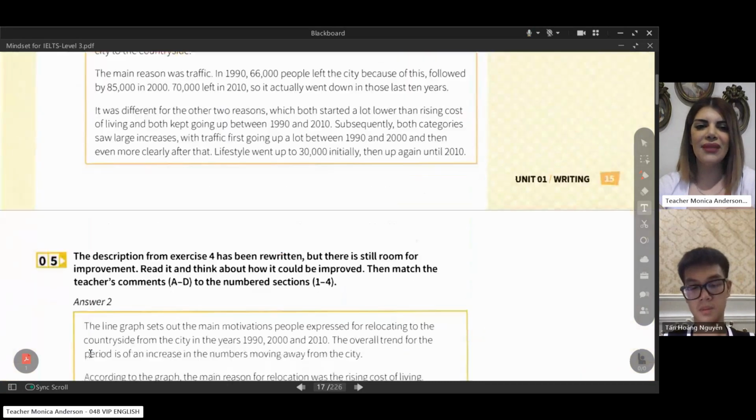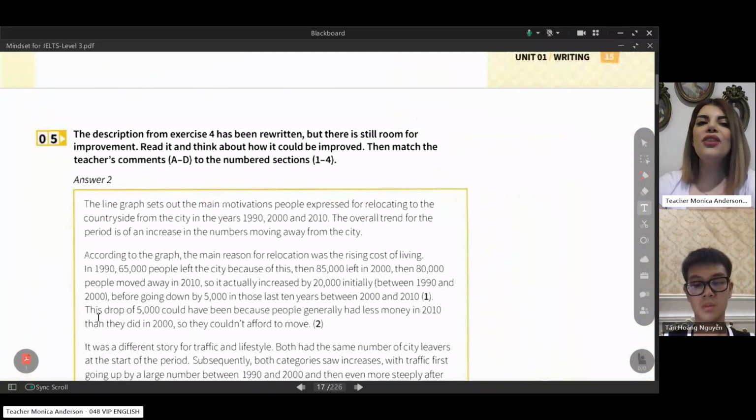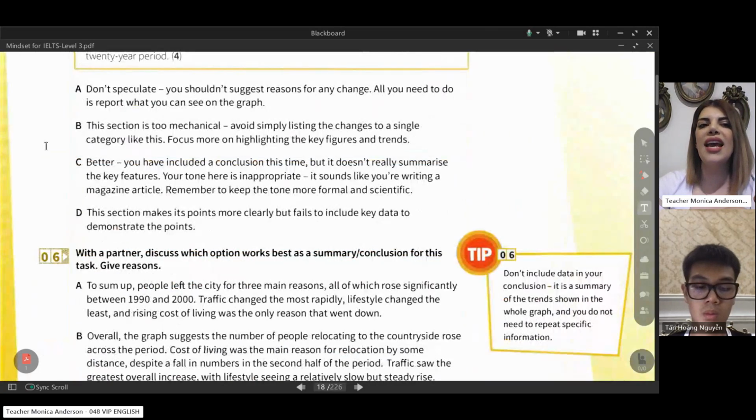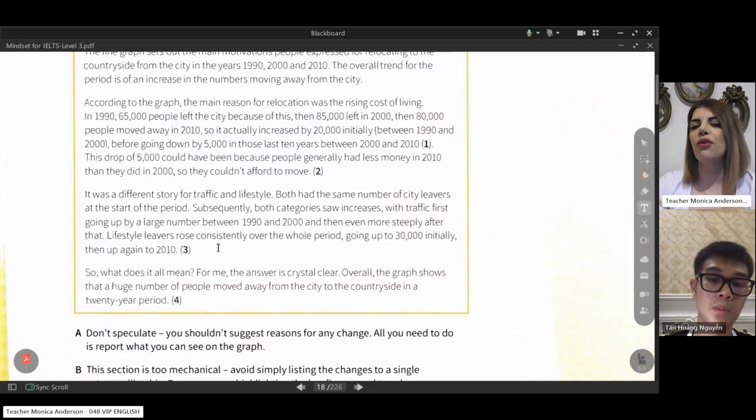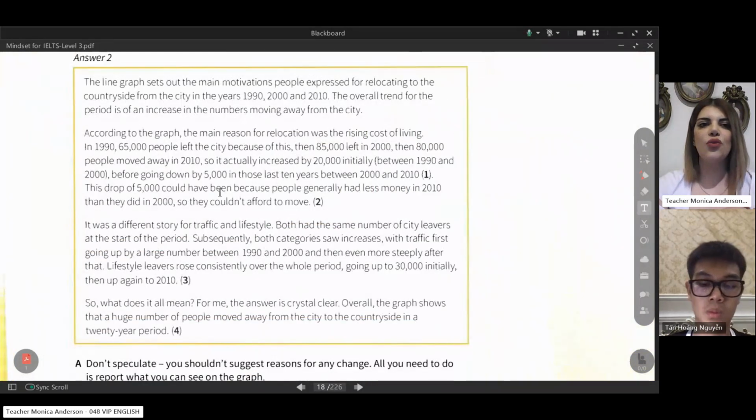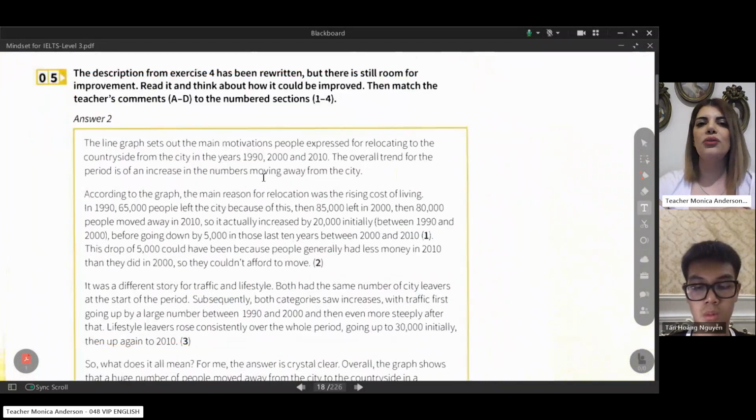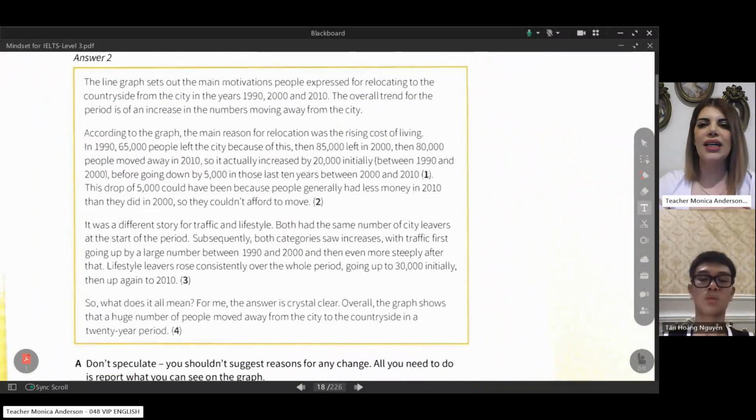Well, now it's time to read another answer sample. The description from exercise 4 has been rewritten, but there is still room for improvement, so we can make it better. So let's read it and think about how it could be improved. Then match the teacher's comments. As you can see, there are A, B, C, D. There are teacher's comments that we can match to 1, 2, 3, and 4. So let's read and try to match the comments to different paragraphs. Well, let's get started.